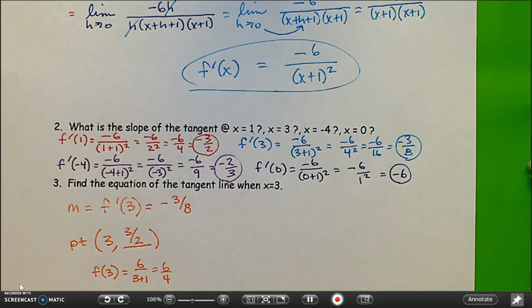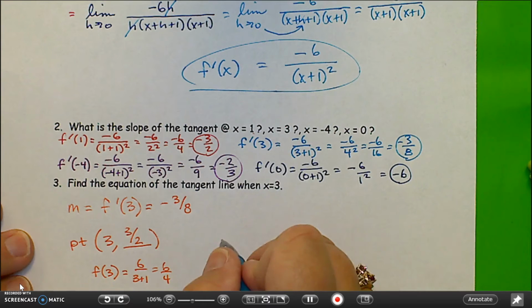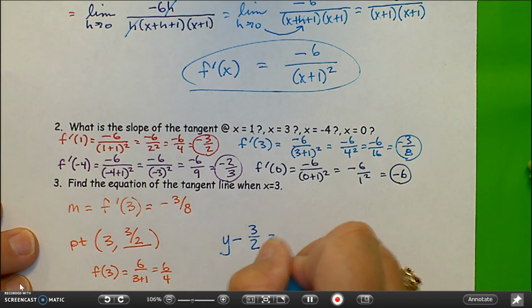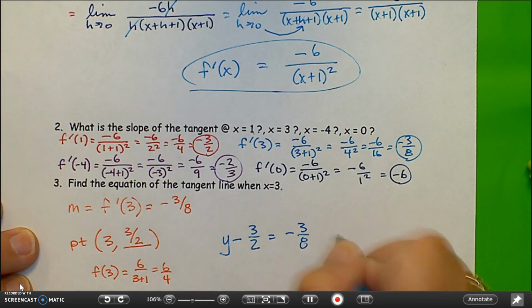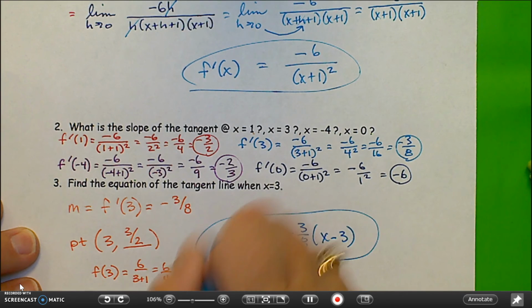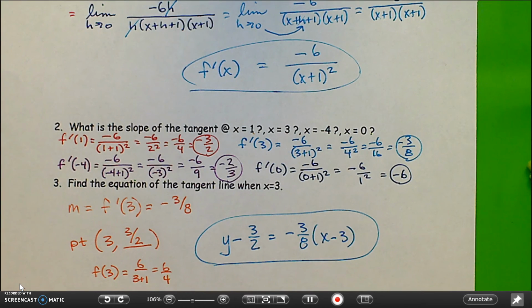Now I'm going to use my point slope form of the equation of a line. Y minus 3/2 equals negative 3/8 times x minus 3. And I don't need to go any further than that unless I'm asked to. So I'm going to stop right there.